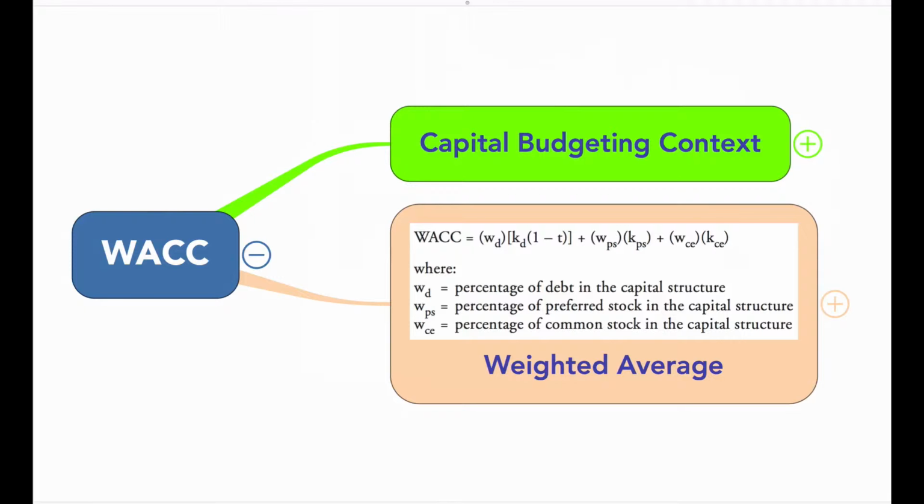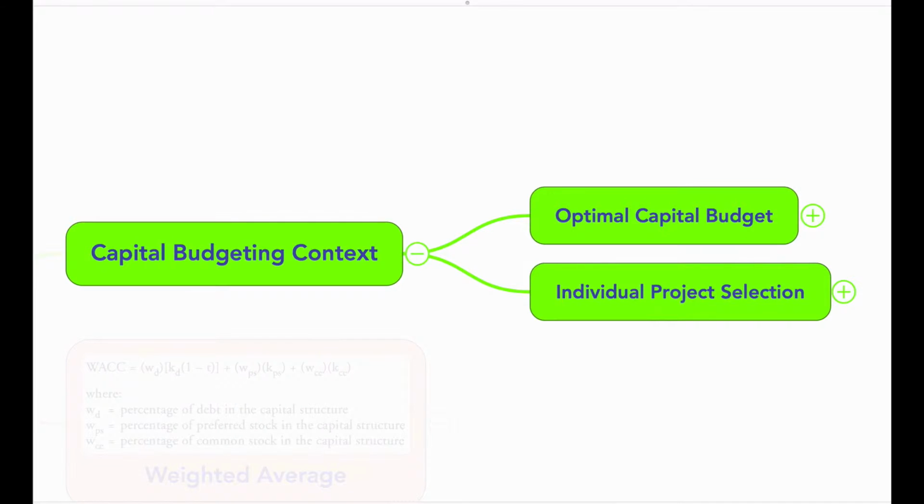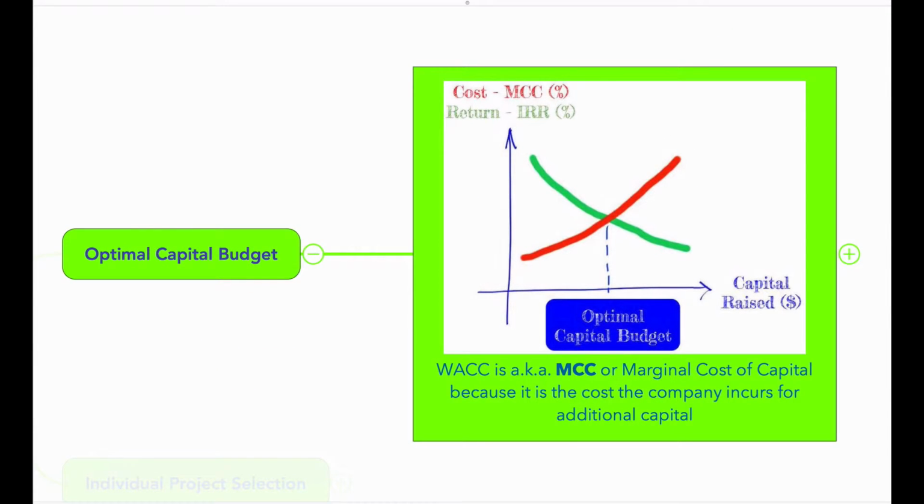Now within the capital budgeting context, there are two areas that I want to talk about. The first is explaining how the weighted average cost of capital and the investment opportunity schedule are together used to determine an optimal capital budget. And the second is explaining the role of the weighted average cost of capital in determining the net present value of a given project. The weighted average cost of capital is also known as the marginal cost of capital, or MCC, because it's the cost the company incurs for raising additional capital.